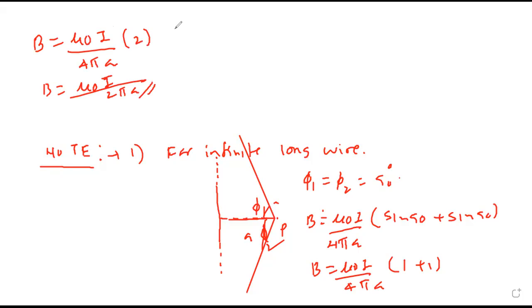Okay. So if it is infinite, then mu naught I upon 2 pi A. A is the distance from conductor. Right, first note.